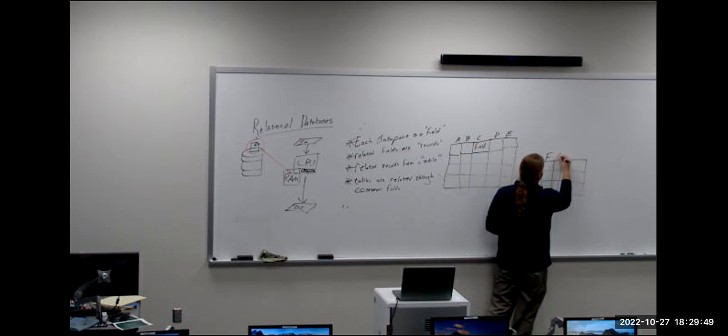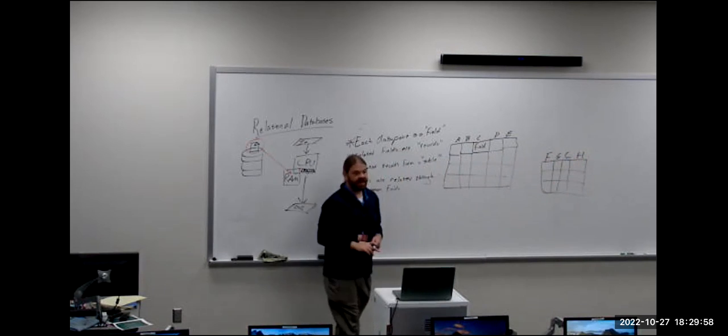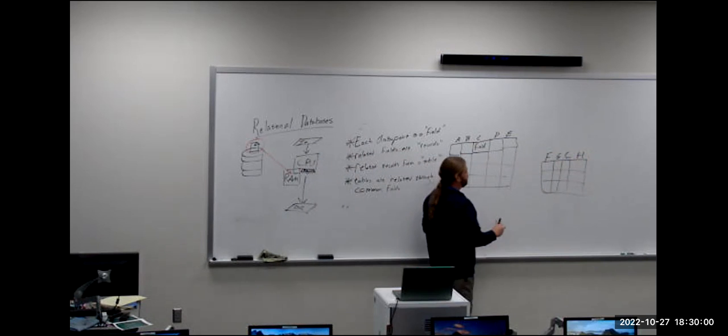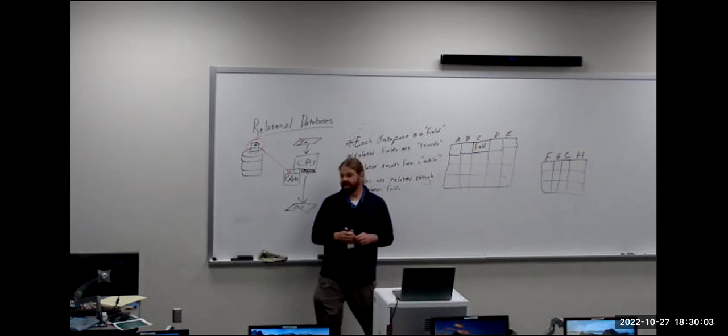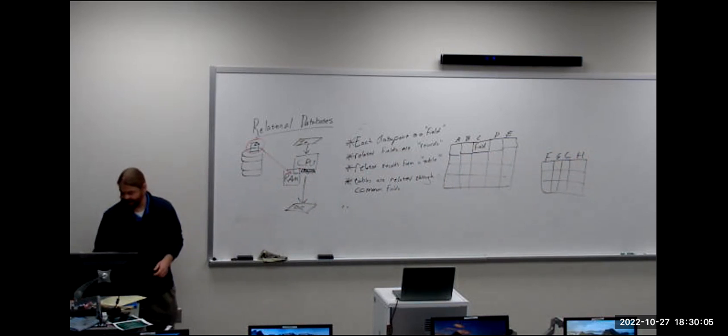E, F, G, H. I'll put that in the middle. I'll put C twice because that's the one labeled there. Let me color code that. That's easier to see.